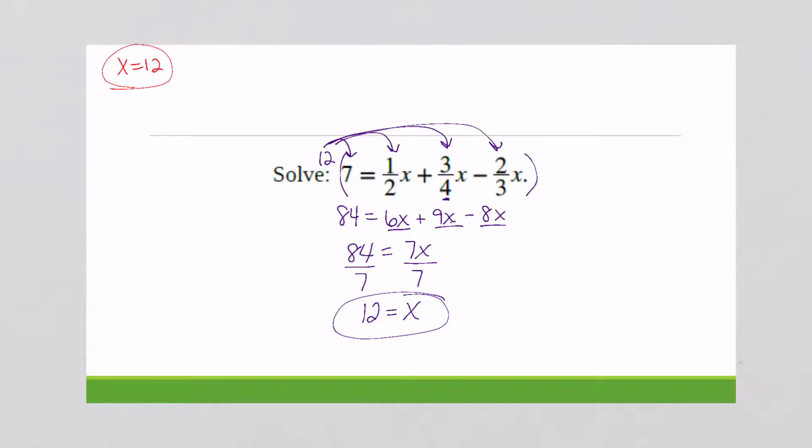And again, check your work. So you could do 7 is equal to 1/2 times 12 plus 3/4 times 12 minus 2/3 times 12. Half of 12 is 6. 3/4 times 12 is 9. 2/3 times 12, we've got a negative 8 there. So we hope that 7 is equal to, what's 6 plus 9? It's 15. 15 minus 8 is 7. So I know that this is my correct answer.